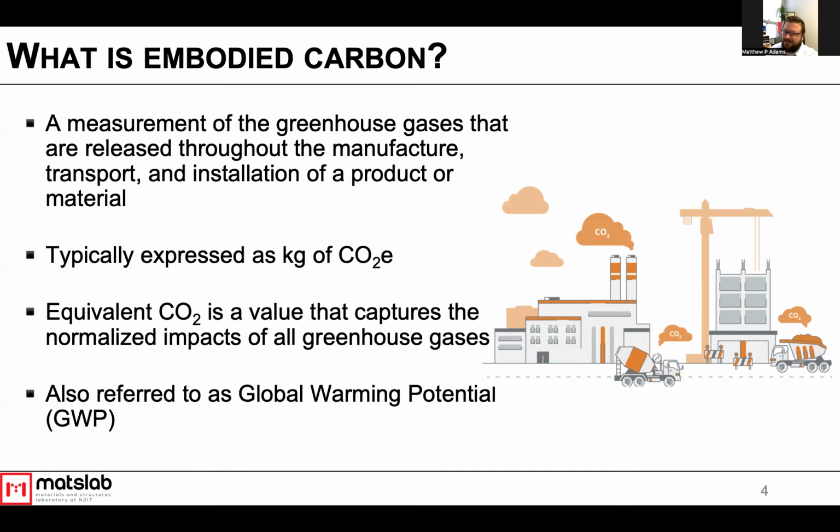And that is a value that's going to capture the normalized impacts of several greenhouse gases. So we're talking about things like nitrous oxide, sulfur dioxide, carbon monoxide, all of these materials that create greenhouse effects when released into the atmosphere. We're normalizing those all down to the same damage that an equivalent amount of carbon dioxide would cause. This is just an easier way to look at everything. This kilograms of CO2e is often referred to as the global warming potential.